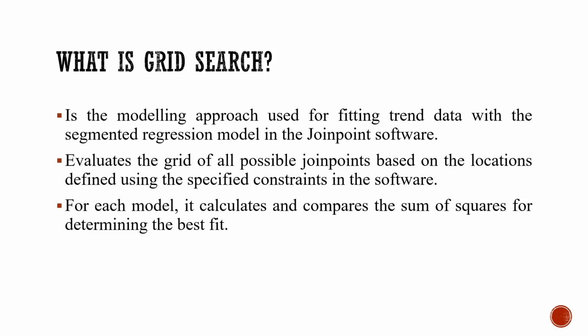The grid search method is the modeling approach used for fitting trend data with the segmented regression model in the Joinpoint software, which evaluates the grid of all possible join points based on the locations defined using the specified constraints in the software. The grid search for each model calculates and compares the sums of squares to achieve the best fit.